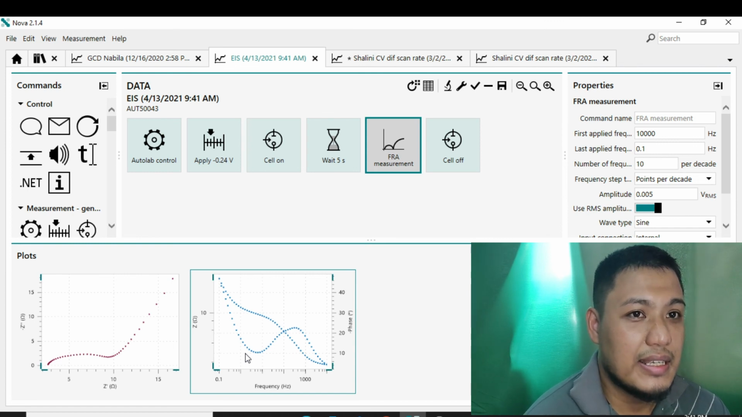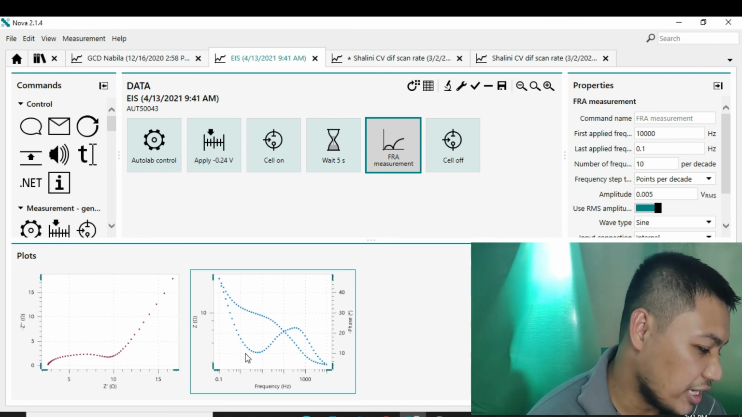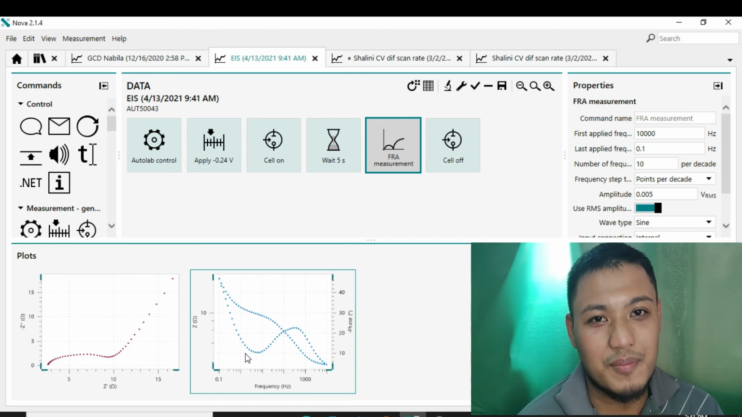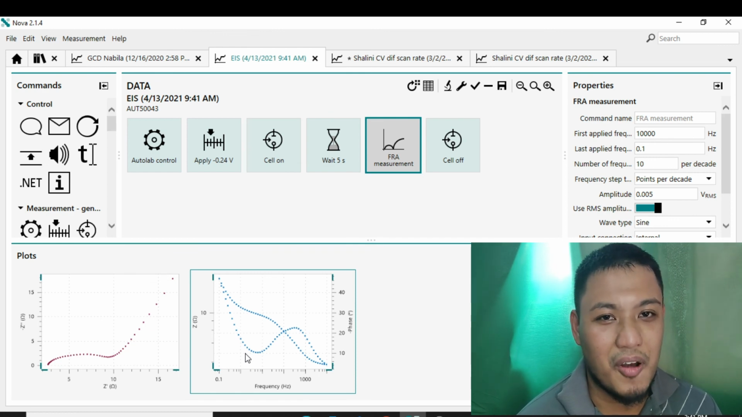So here is what you should do for the electrochemical performance, the basic things you should do. Later I will explain how to discuss it. I think that's all. Okay, bye.